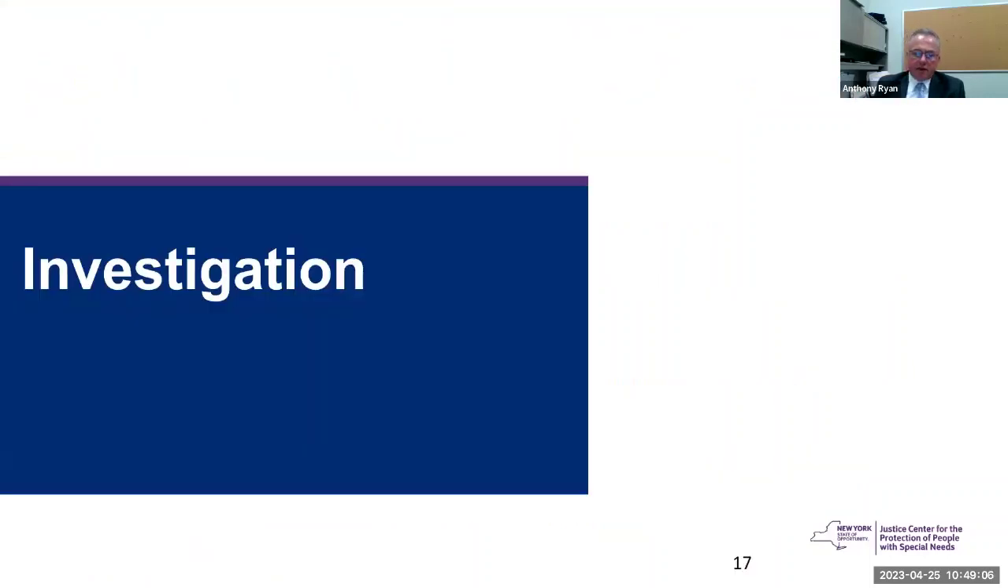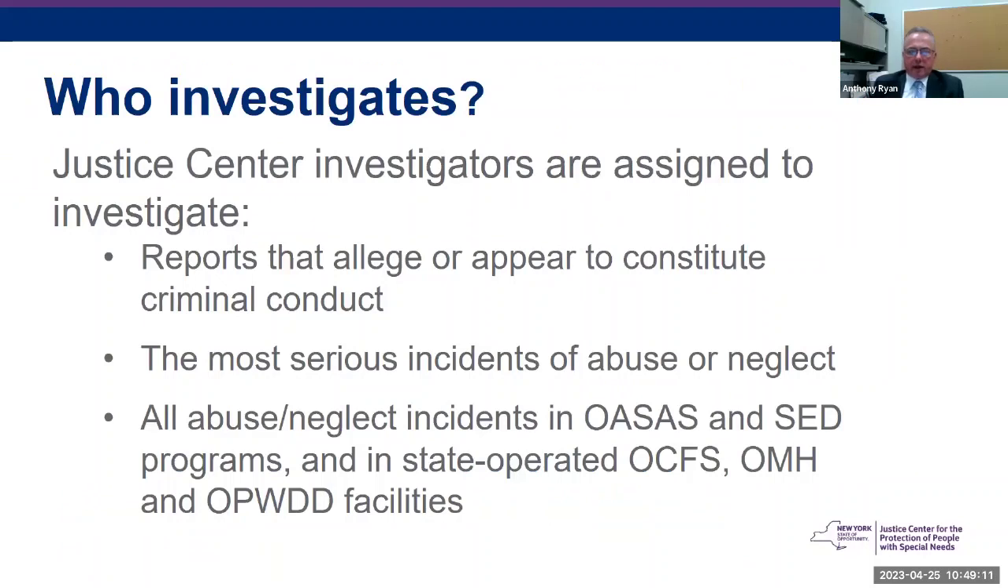So now I'll discuss the investigation process itself. Who investigates? The New York State Justice Center investigators are assigned to investigate reports that allege or appear to constitute criminal conduct. We also investigate the most serious incidents of abuse and neglect. We also investigate all abuse and neglect incidents in OASAS settings, State Ed settings, and in the state-operated OCFS, OMH, and OPWDD facilities.